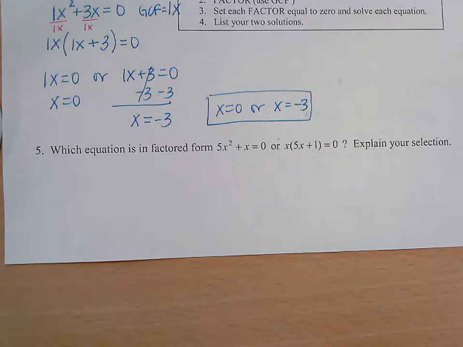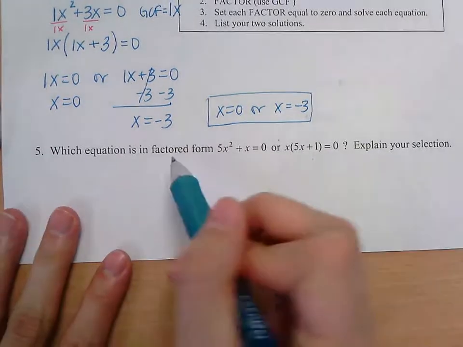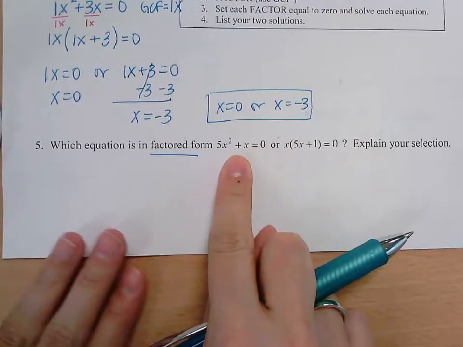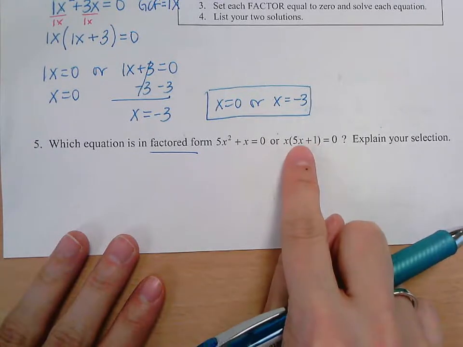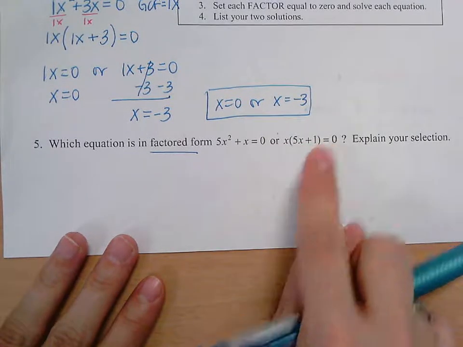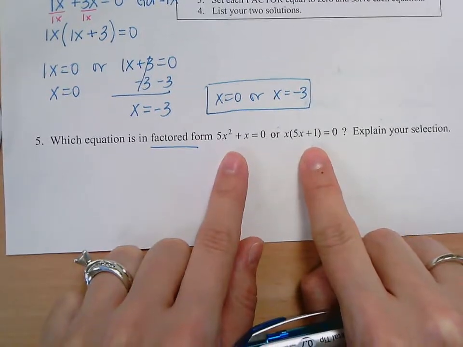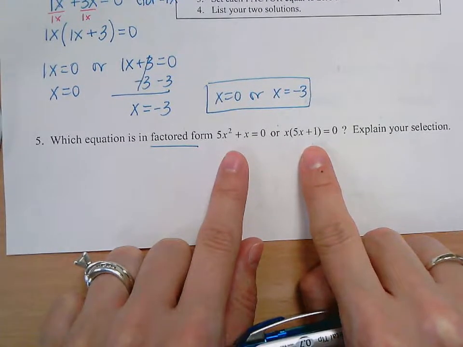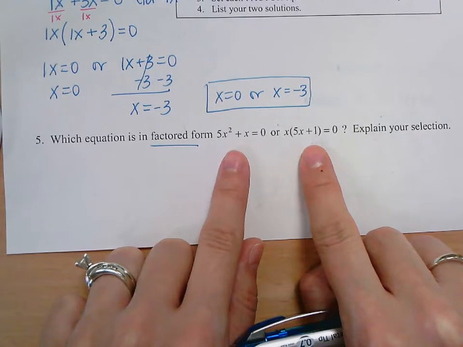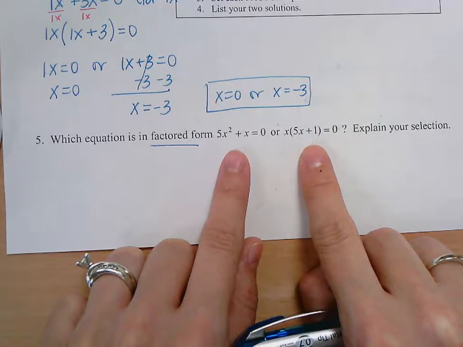Okay, those are your 4 steps. Before getting you your assignment, question 5 says which equation is in factored form? 5x squared plus x equals 0 or x times 5x plus 1 equals 0. So which one, equation 1 or equation 2, do you think is in factored form, and then why? Heard a lot from Nadia and Casey today. Somebody else, because they're not the only two people in this class. Heard a lot from Riley too.